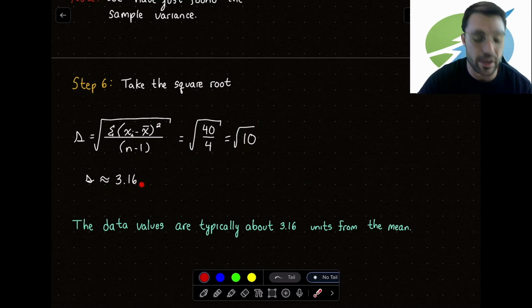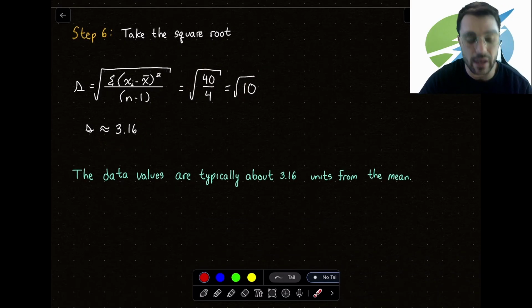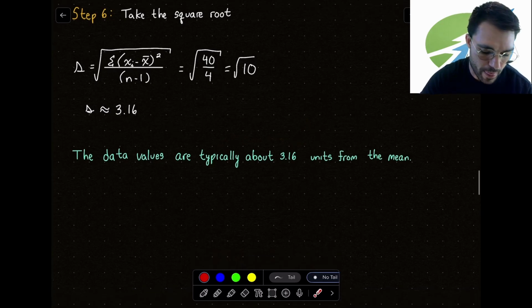Our sample standard deviation is approximately 3.16. And we could say the data values are typically about 3.16 units from the mean. And again, we say typically because what this means is any given value on average is 3.16 units away from the average. That's super wordy. So we can say any given value is typically 3.16 units from the mean. They mean the same thing, but we don't want to repeat ourselves.